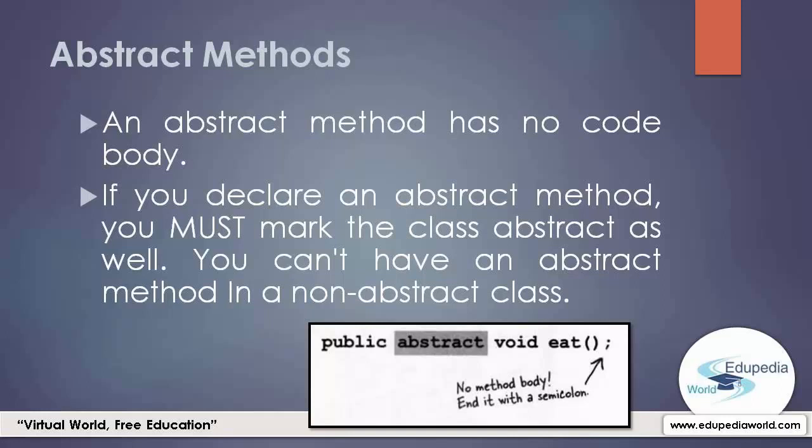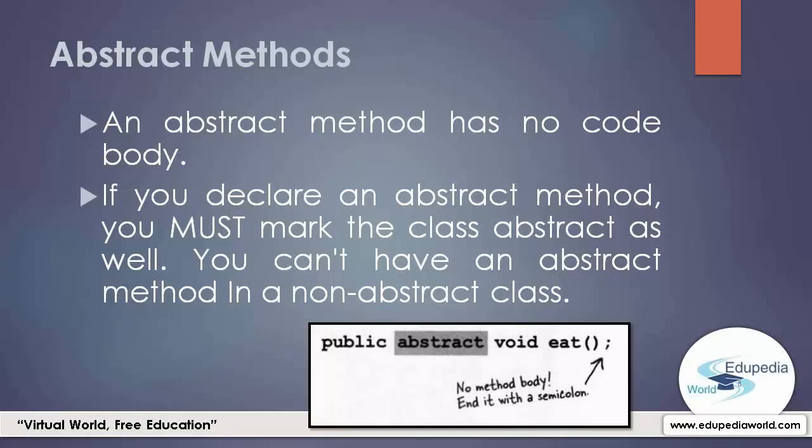Now, because you have already decided that there isn't any code that would make sense in the abstract method, you won't put anything in the method body. So an abstract method has no method body. So no curly braces, just end the declaration with a semicolon. Now remember, if you declare an abstract method in a class, you must mark the class abstract as well. You can't have an abstract method in a non-abstract class. So remember to put the keyword abstract in the class also.